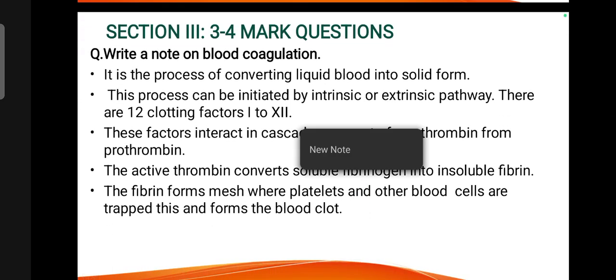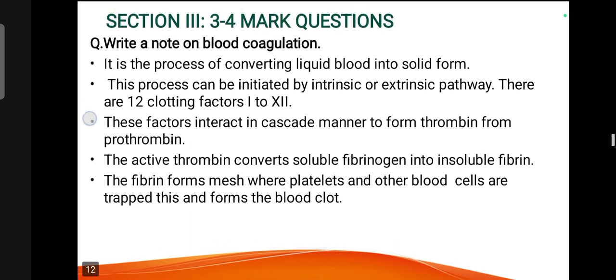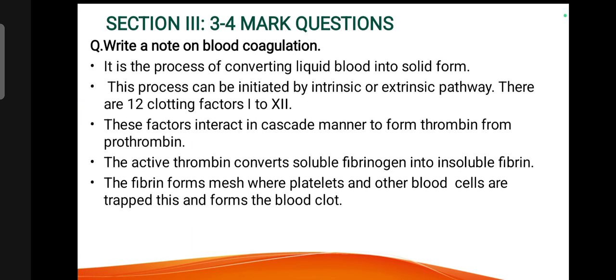Write a note on blood coagulation. It is the process of converting liquid blood into solid form. This process can be initiated by intrinsic or extrinsic pathway. There are total 12 clotting factors. These factors interact in cascade manner to produce thrombin from prothrombin. The active thrombin converts soluble fibrinogen into insoluble fibrin. This fibrin forms mesh where platelets and other blood cells are trapped and forms the blood clot.